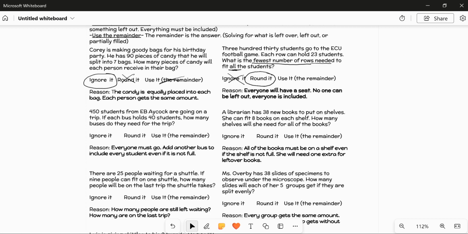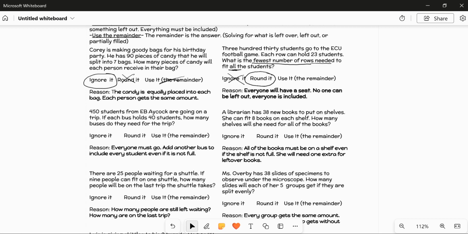Whatever our quotient is, or already set complete groups, we're going to have to add one more to it so that everybody's included. The reason says everyone will have a seat. No one can be left out. Everyone will be included.